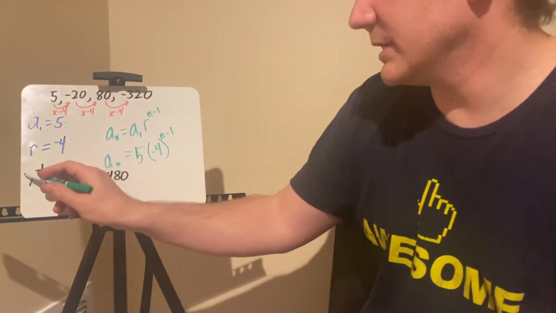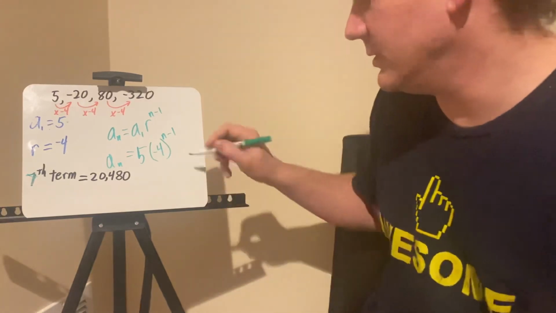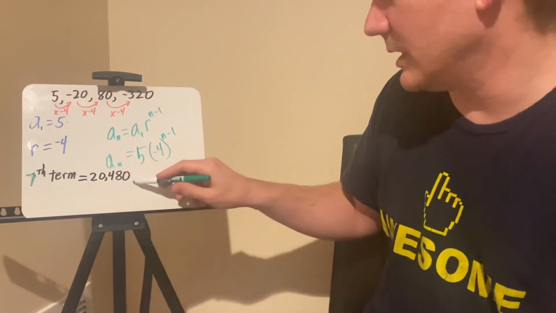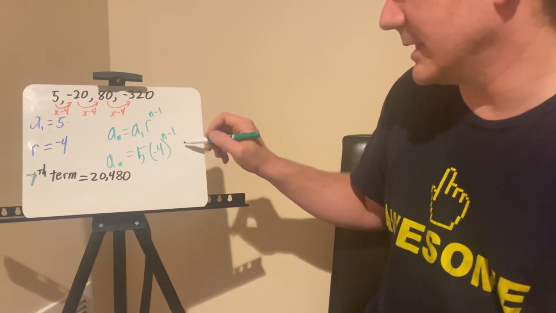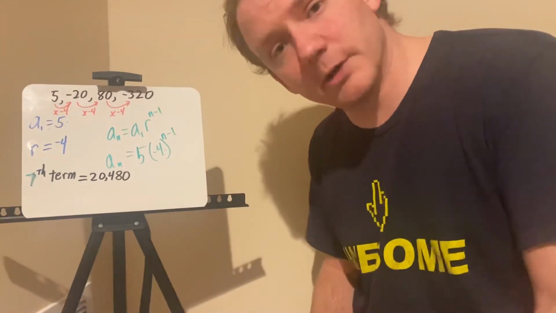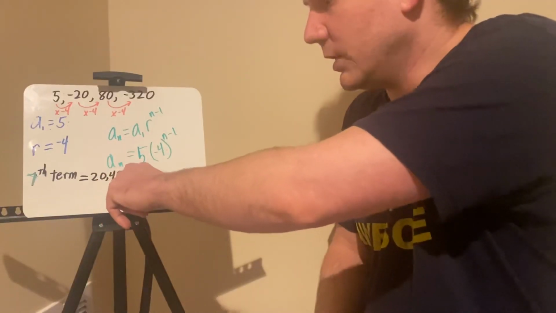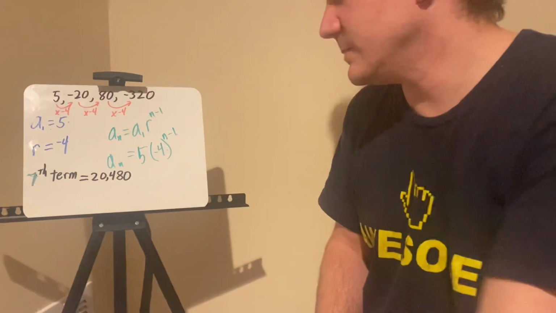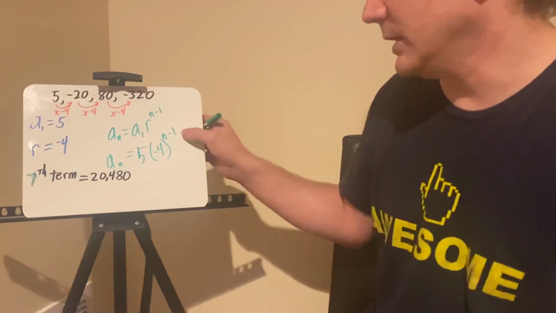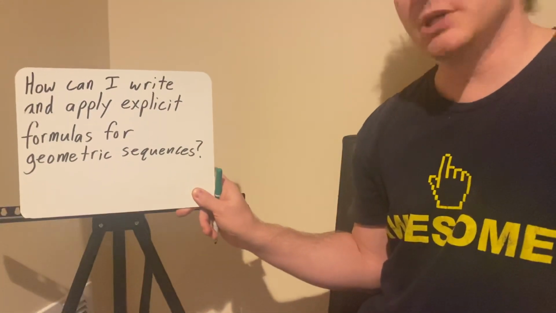And what we can do is we can actually figure out the 7th term. You would plug this into a calculator. I'm not asking you to multiply this because this number gets pretty big pretty quickly, especially when you're doing negative 4 to the n. So we do n minus 1, you get 6. You do negative 4 to the 6th power, and then you multiply that by 5. You end up with 20,480, which is a positive number. So it ends up being positive for this case, but that would be your 7th term, plugging 7 in for n into this equation. And that is how we can write and apply explicit formulas for geometric sequences.